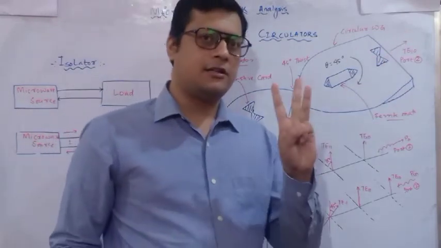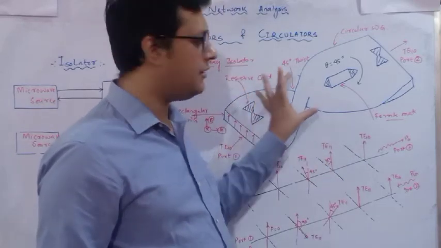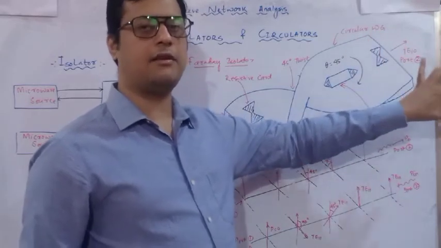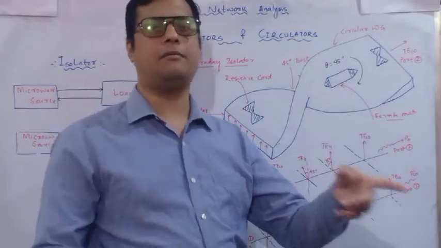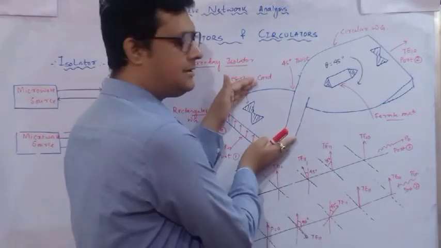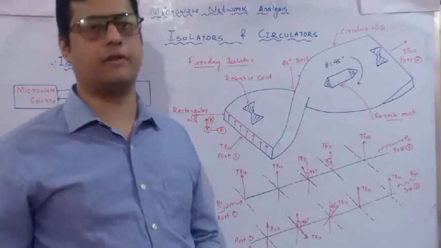So there are three things here. First, one rectangular waveguide, one twist, one cylindrical waveguide, and the last one is the rectangular waveguide where we are extracting. The three features are: first is this, second is this, third is this. Now, how will it work?